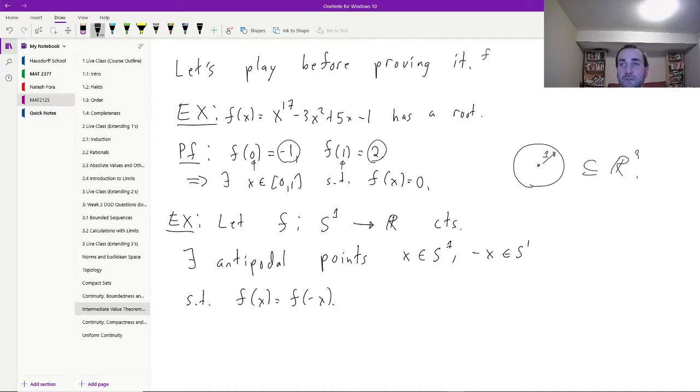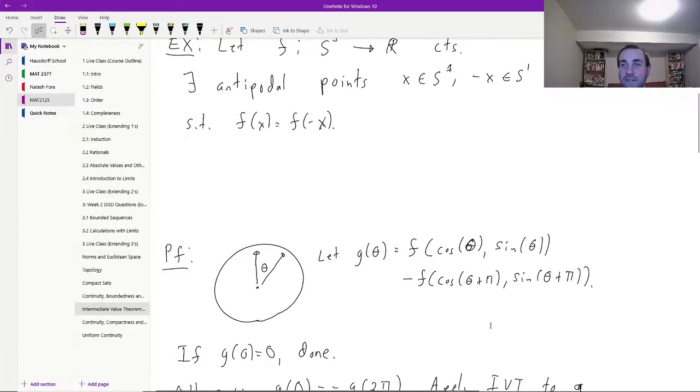Then there exists antipodal points, that is points x and minus x on opposite sides of the circle, so that f of x is actually equal to f of minus x. So that's a little bit weird, and I don't think that's terribly obvious. Certainly the first time I heard this fact, I didn't think it was obvious at all. And we're actually going to prove this using the intermediate value theorem, but we're going to have to be a little bit clever. We can't use the intermediate value theorem on f itself.